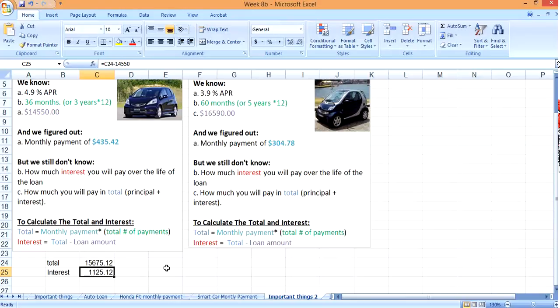Total cost will be $15,675, and of that, $1,125 is interest. Or in other words, because you don't have the money to pay cash for this car right now, you're going to have to spend an extra $1,100 to finance. Now, I wonder what the total cost is going to be for the smart car. So total here.